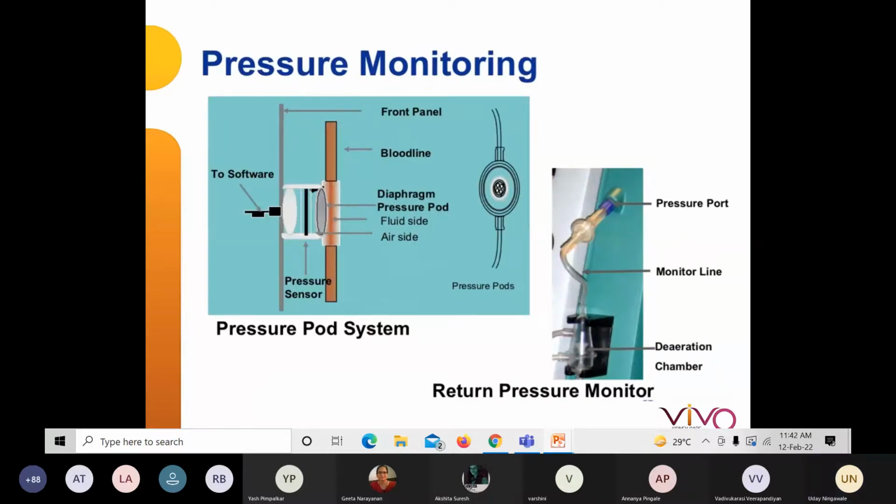Pressure monitoring. The pressure pod system is a diaphragm pressure pod, and it is connected to the software. The blood lines come through that and send pressure signals to the sensors, and the machine displays the pressure. There are pressure ports and return pressure ports. The monitored line is there, and below that are the deaeration chambers. Whatever air comes into the circuit, before going to the patient, it always has to be air free.